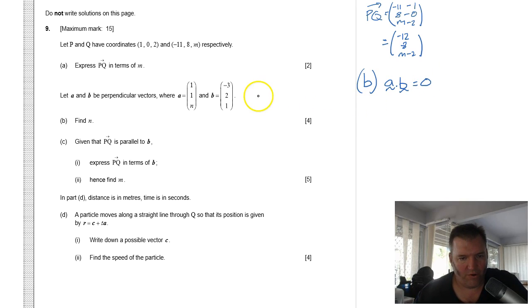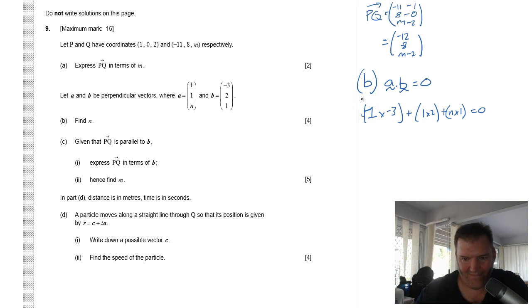How do I get A dot B? It's multiply the corresponding coordinates. So it's 1 multiplied by negative 3. That looks a bit funny. I think I was going to do an equal sign, then forgot what I was doing. So there's the corresponding x coordinates for each one, plus 1 by 2, plus n times 1, and together that equals 0. I'll get the hang of this again. There we go. So negative 3 plus 2 is negative 1, so n minus 1 equals 0. n is equal to 1.